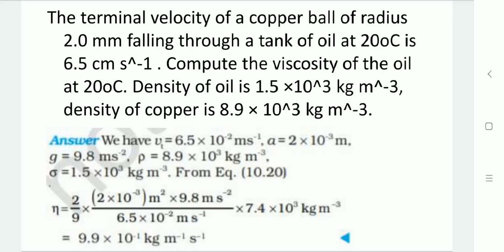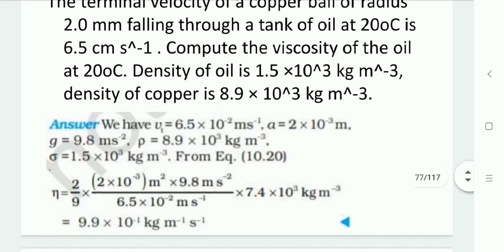So from the equation of terminal velocity vt equal to 2a square (rho minus sigma) g divided by 9 eta, make eta the subject of the formula. Then it would be eta equal to 2a square (rho minus sigma) g divided by 9 vt. So substitute all the values, all the terms are given, and eta would be equal to 9.9 into 10 raised to minus 1 kilogram per meter second.